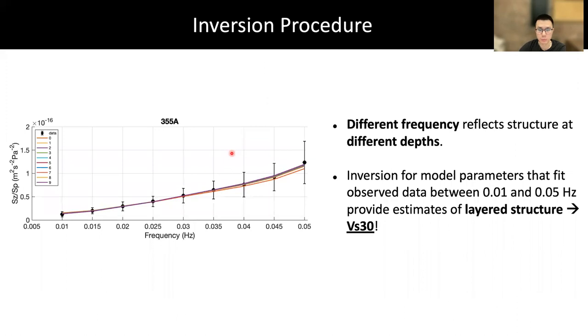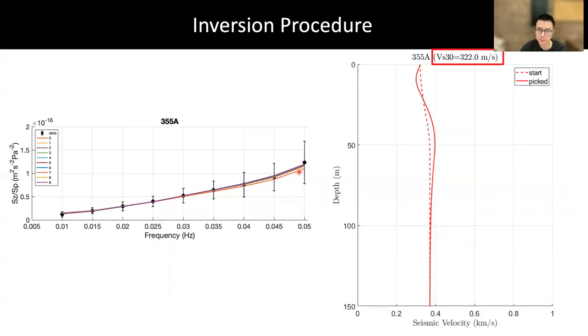We developed an inversion procedure to establish layer structure in order to get Vs30. Here, the black dots with error bars are observed data, and all the colored lines are inversion steps that try to come up with a model that fits the data. The simple idea is that we can use data across multiple frequencies, in this case 0.01 to 0.05 hertz, to probe elastic structure at different depths. By finding the best fitting model, we get a layer structure that gives us Vs30.